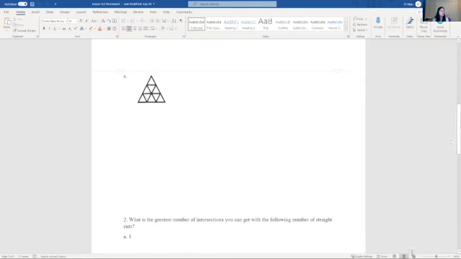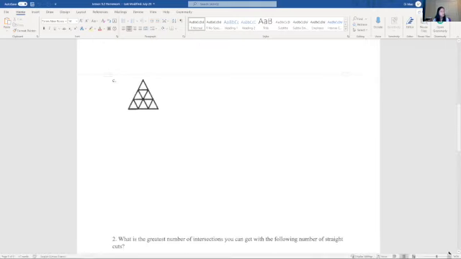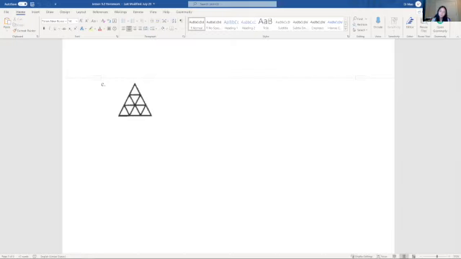Does someone want to talk about this? William, is your hand still up? Okay. Do you want to talk about it? So there are 9 single triangles. There are 3 triangles that are made up of 3 triangles, and there's one triangle that is the entire one, which is 13 total triangles.